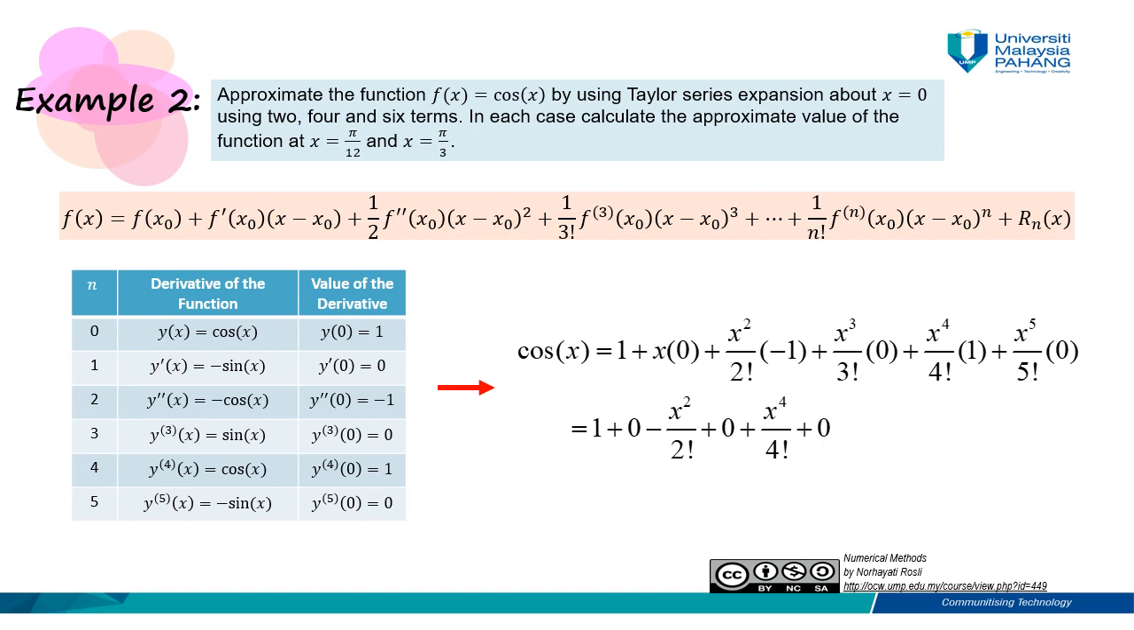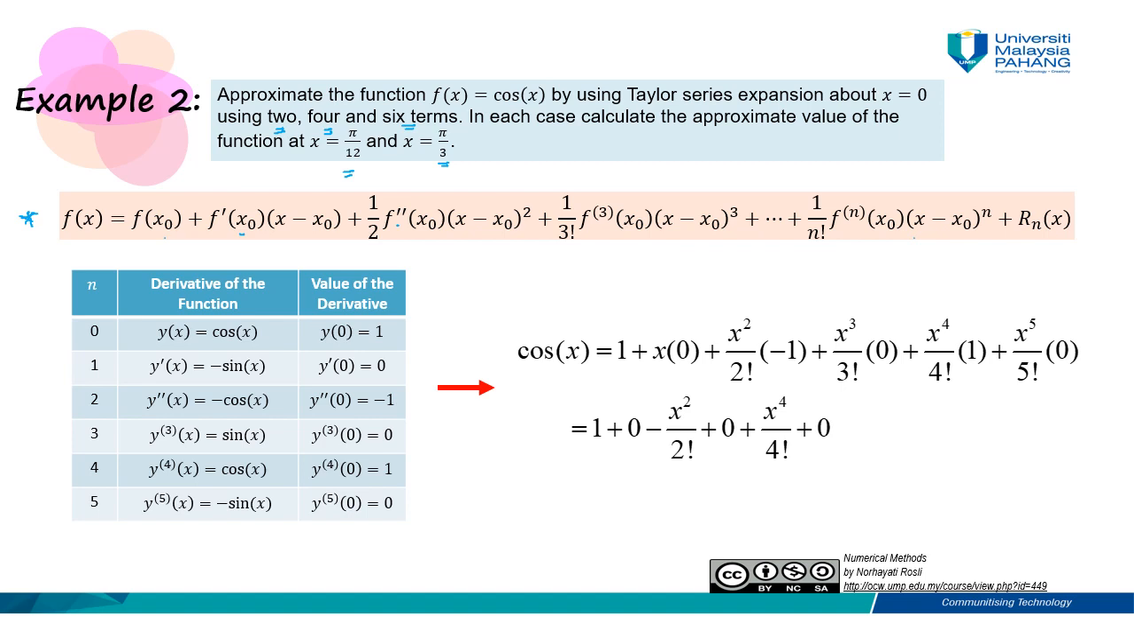Okay, so we go to the example of how to solve a function using Taylor series expansion. Example 2: approximate the function f(x) = cos x using Taylor series expansion about x = 0 using 2, 4, and 6 terms. And then calculate the function at x equal to pi over 12 and pi over 3. So this is the formula for Taylor series expansion. Start from the first term, second term, third term until the infinity term. And the question asks you to solve by using two terms, four terms, and six terms.